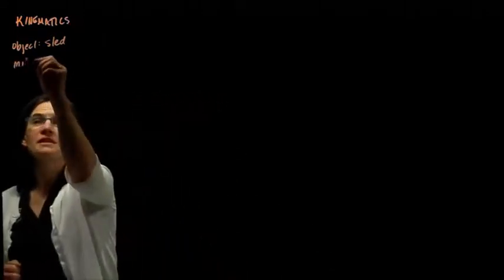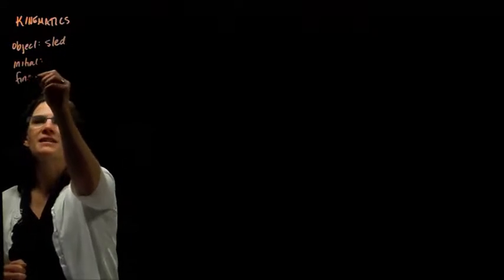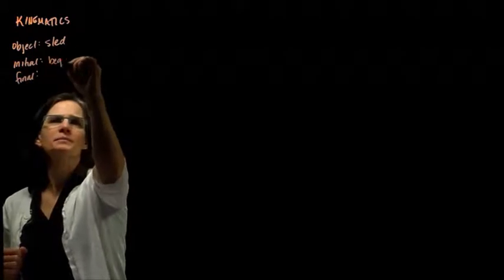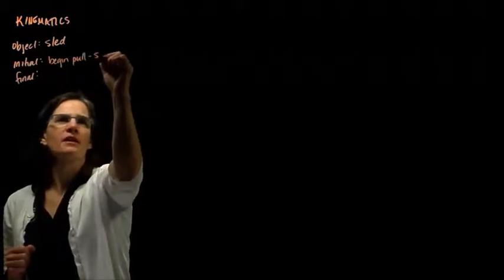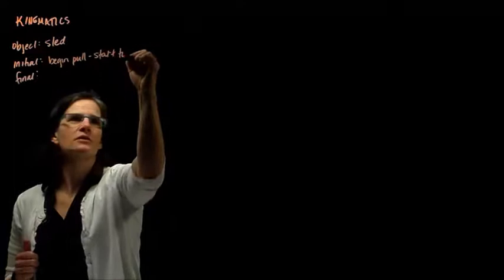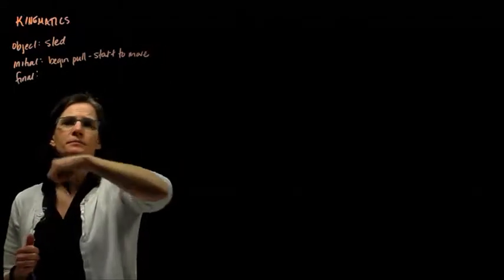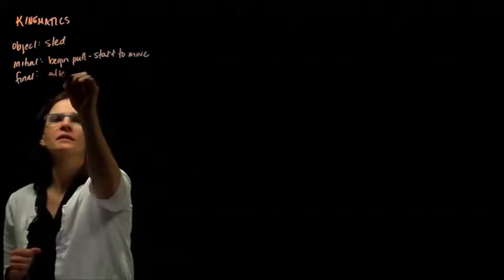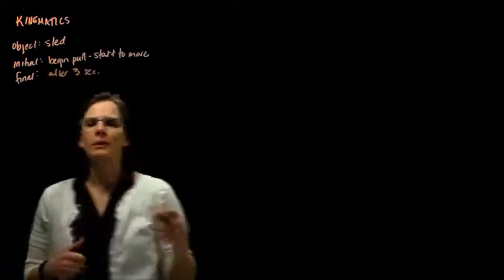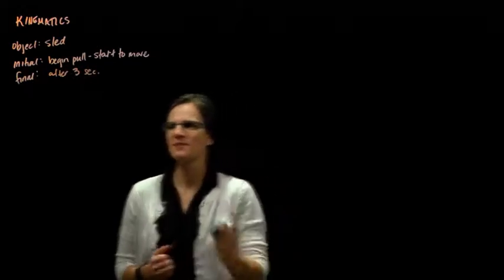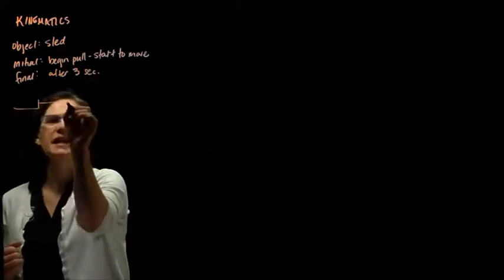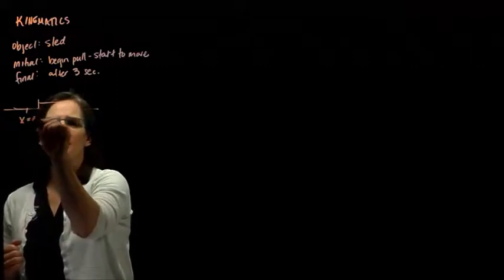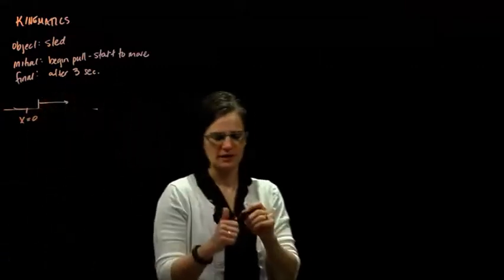When does the motion start and when does the motion end? Initially it's when we begin that pull and the sled starts to move. And it ends after 3 seconds. We're interested in knowing where we are after 3 seconds. So we draw our picture. There's our sled with our rope. And on that picture, of course, we have to define an origin. So there is our origin.